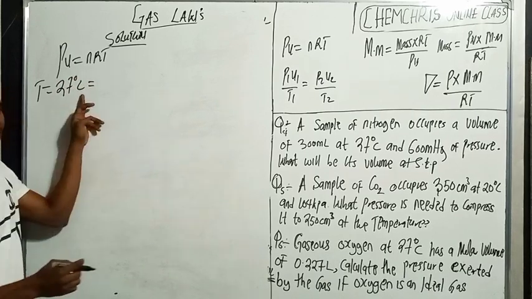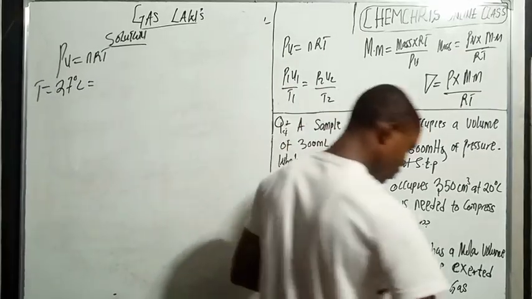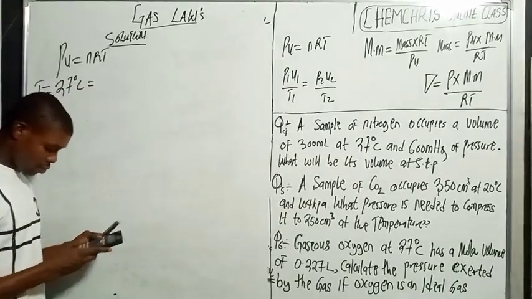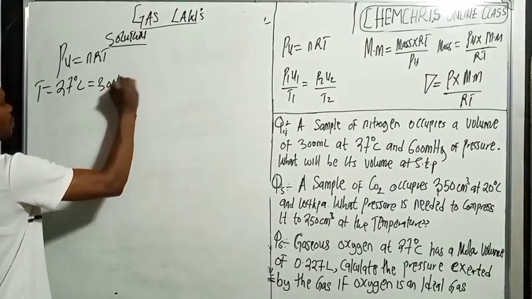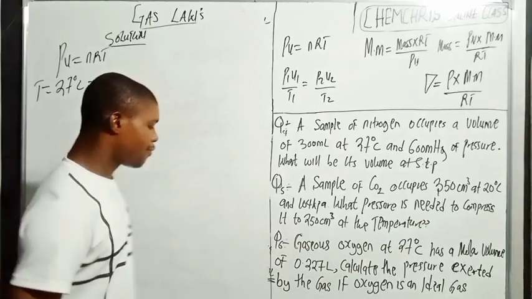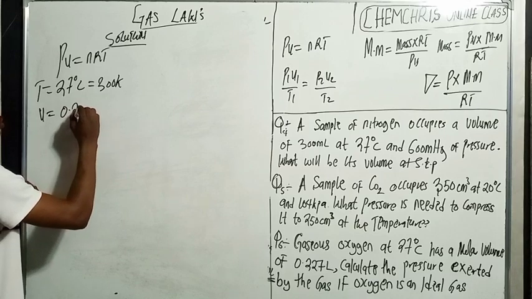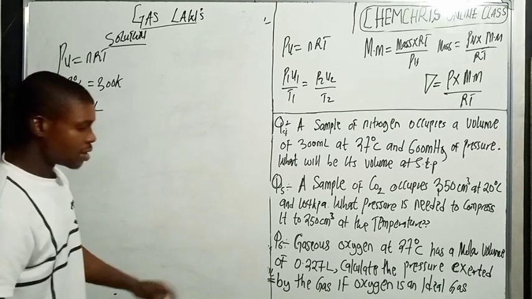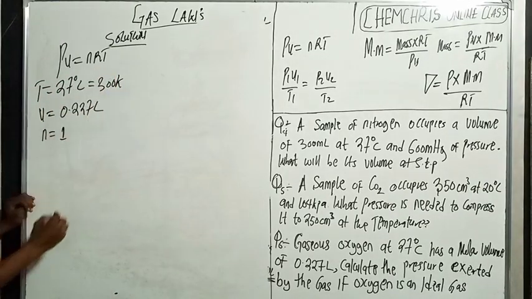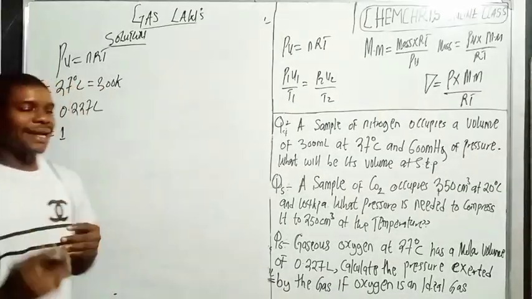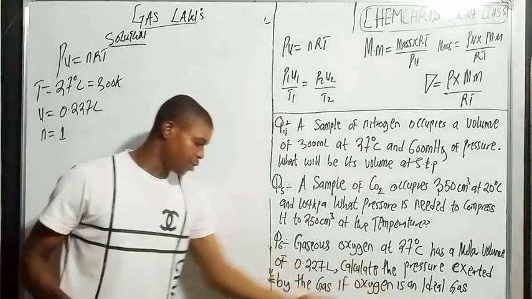Now, remember, you need to convert to Kelvin by adding 273. So 27 plus 273 gives 300 Kelvin, right? Here, as the molar volume, V equals 0.227 liter, right? Now I say calculate pressure. So that is my n. With molar volume, my n is 1. My n is 1.